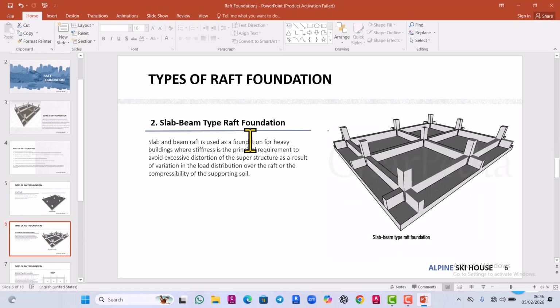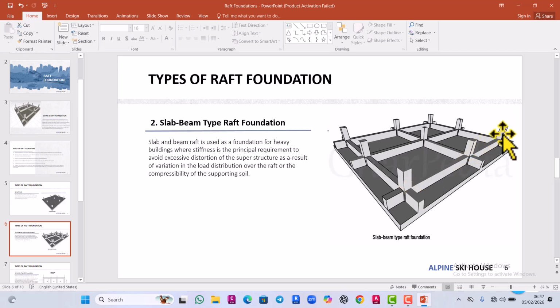Alright. Another type of raft foundation is the slab and beam raft foundation. This type of foundation can have an upstand or a downstand beam. So this is the upstand beam, where you have the slab first, then your beam coming out above the slab, then your column.